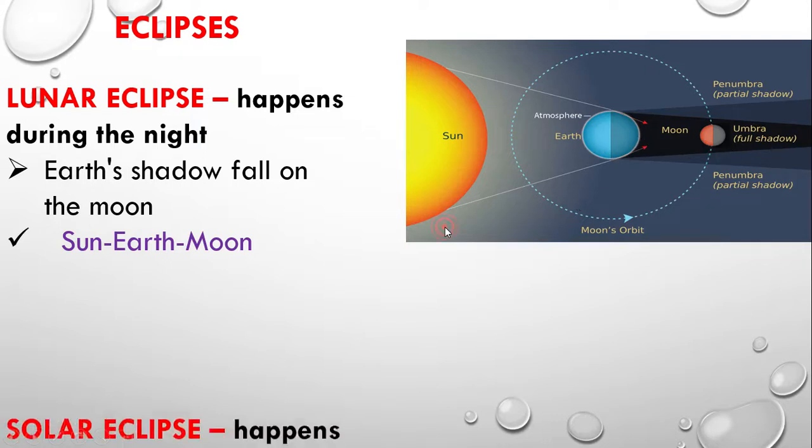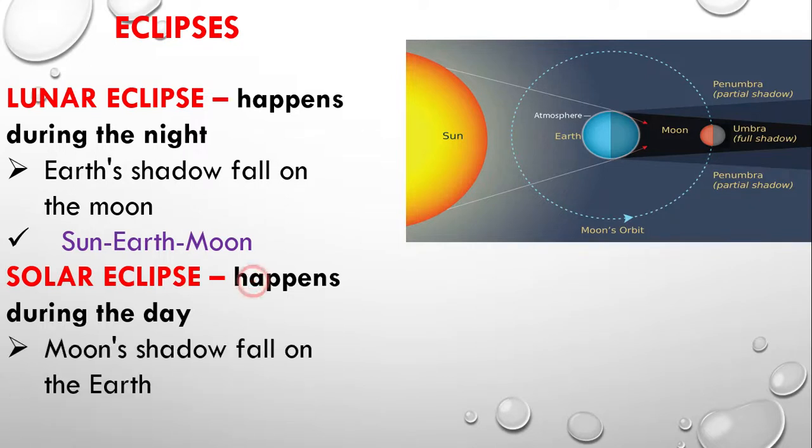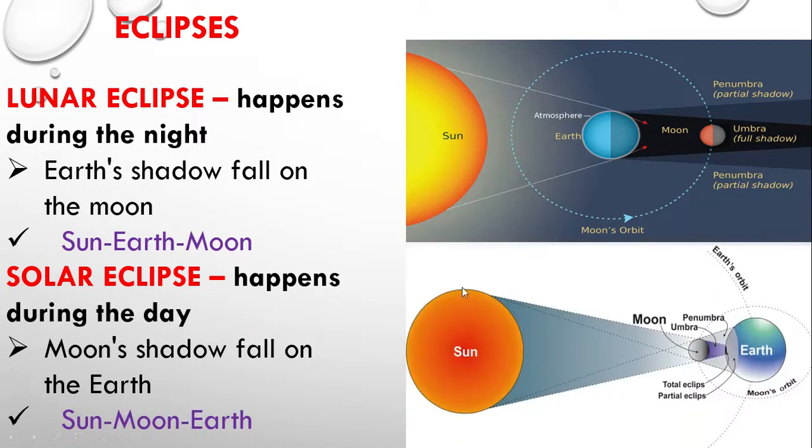Okay? Next type of eclipse is what we call the solar eclipse, which happens during the day. No, baliktad yung formation ng sun, earth at moon. No, nasa tunga si moon this time. Dili si earth ang nasa tunga. So ang nasa tunga is si moon. Okay, so moon's shadow fall on the earth. Ayan. So ito yung formation ng solar eclipse. Meron tayong tinatawag na full na solar eclipse o partial na solar eclipse.